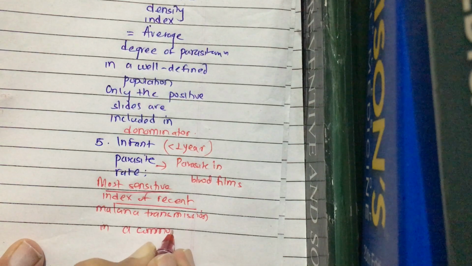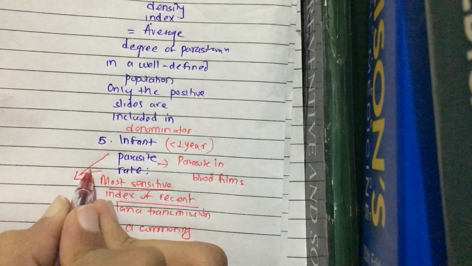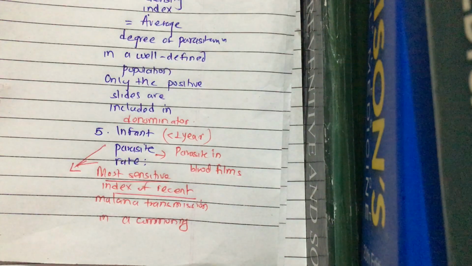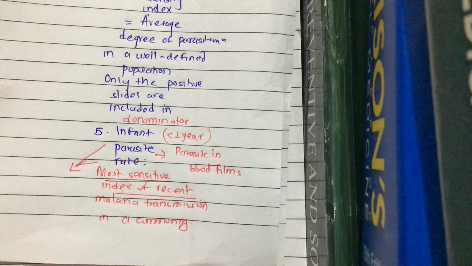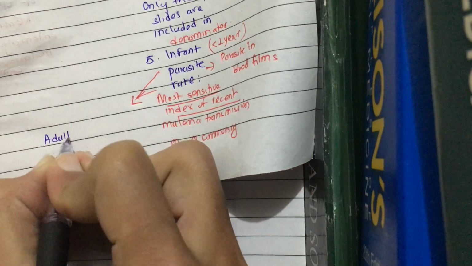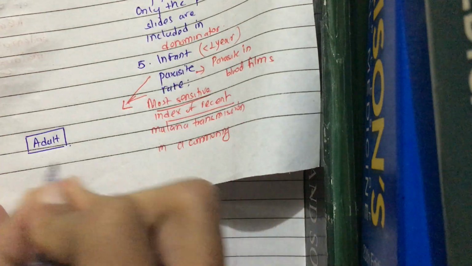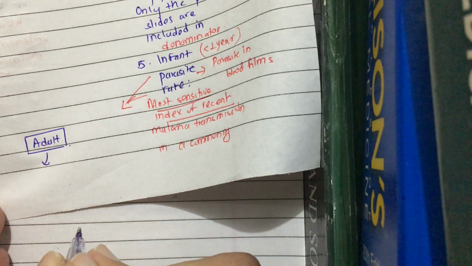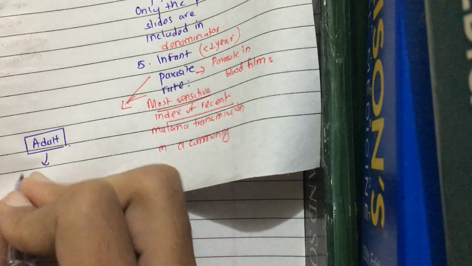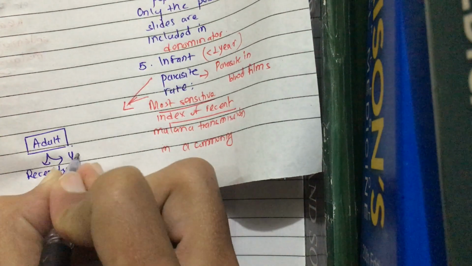Why? Because if malaria is present in an infant, that is less than 1 year, it shows that the malaria has recently been transmitted to the baby. If malaria is present in the blood film of an adult, it may suggest that the malaria was transmitted recently, or it may have been transmitted years ago.